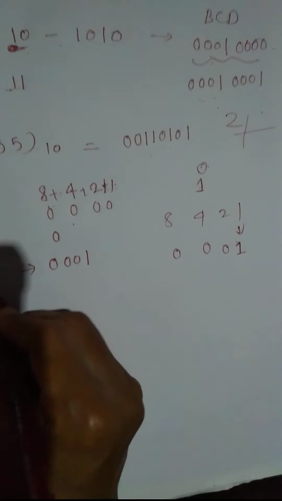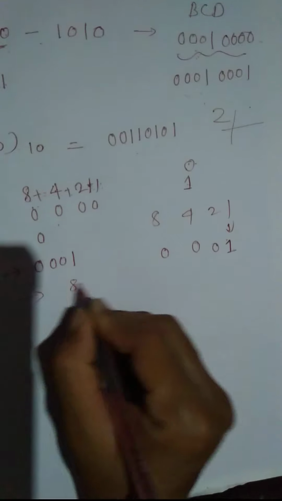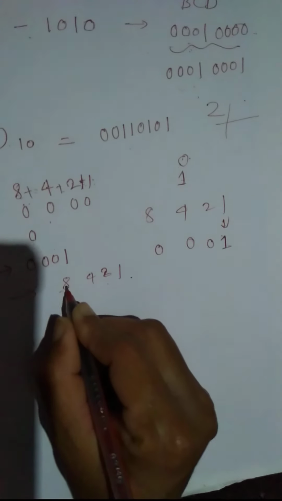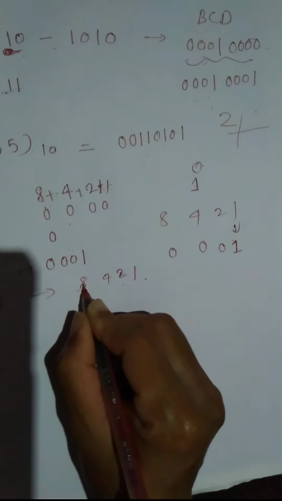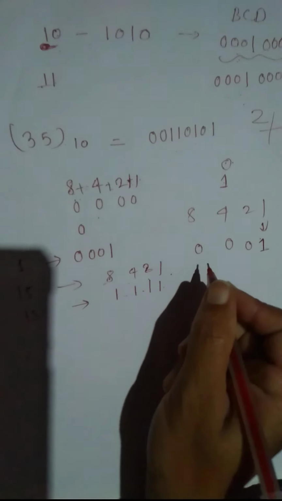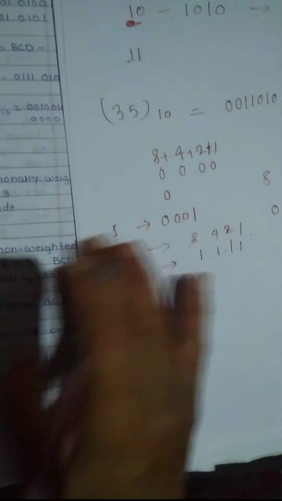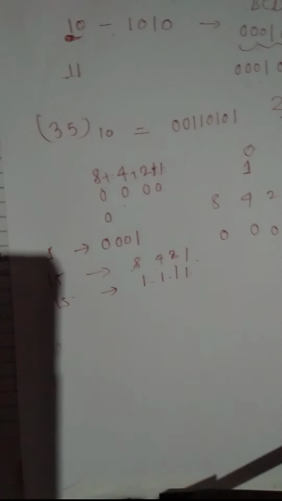Take one example: the number 15 in 8421, how to convert. 8 plus 4 is 12, 12 plus 2 is 14, 14 plus 1 is 15. So for all these positions the logic is 1. So 15 is represented as 1111 in binary. That is known as a weighted code. In a non-weighted code, there is no positional weight assigned.